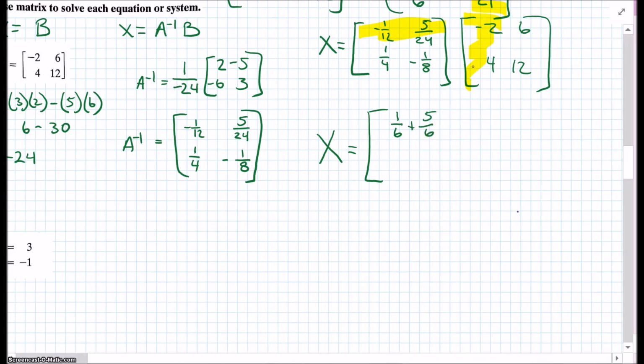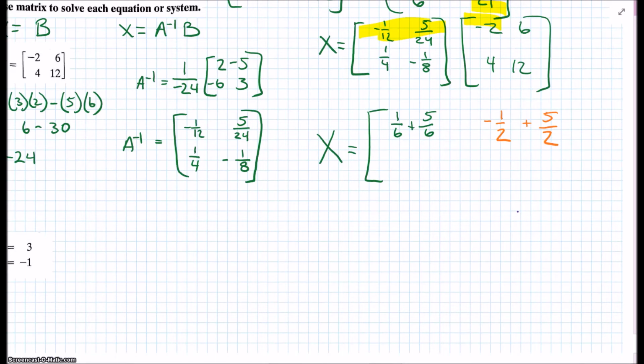All right, now first row, second column. Negative 1/12 times 6 would be negative 6/12, which reduces to negative 1/2. 5/24 times 12, we could simplify that to plus 5/2. Now second row, first column. 1/4 times negative 2 is negative 1/2. Negative 1/8 times 4 is negative 1/2.